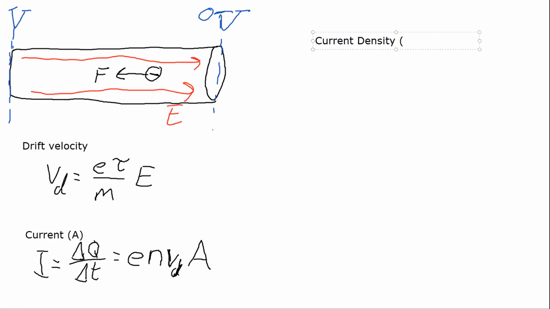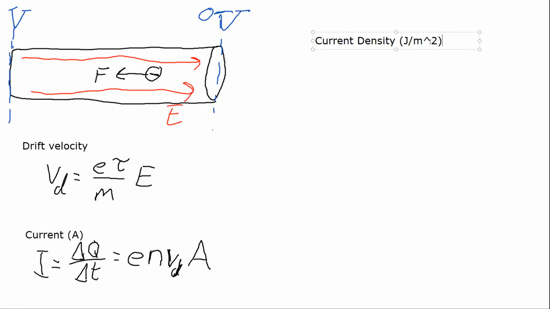Okay, so current density is joules per... I don't know if I can do superscripts here. Let me see if the shortcut works. Nope. No. I guess I can't. Okay, well, I'll just do this.